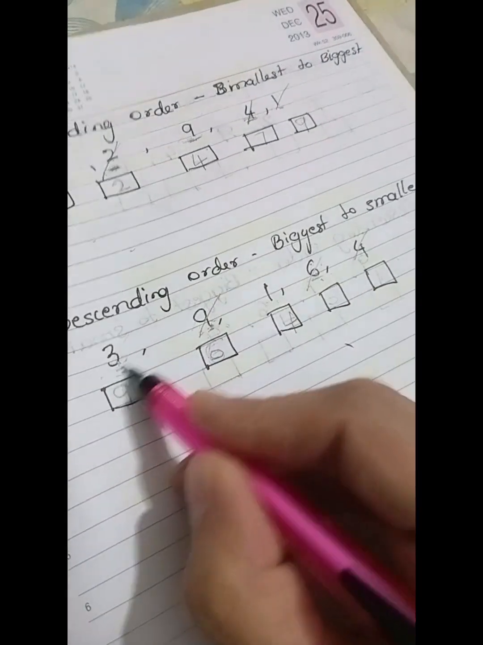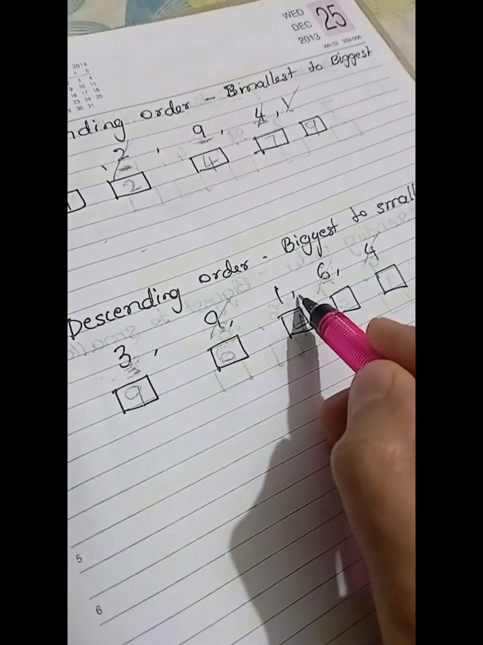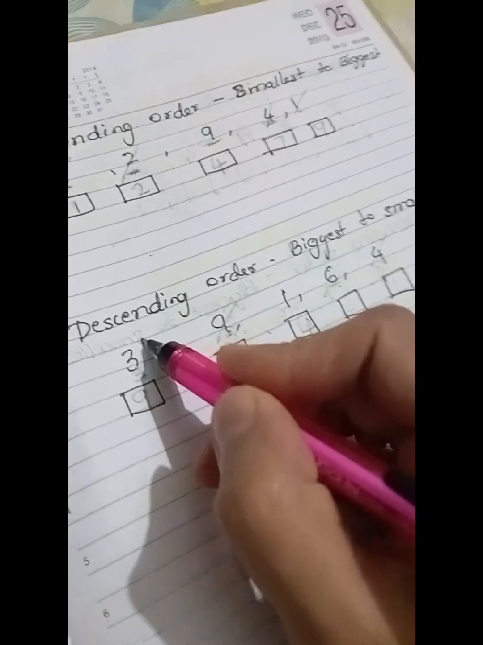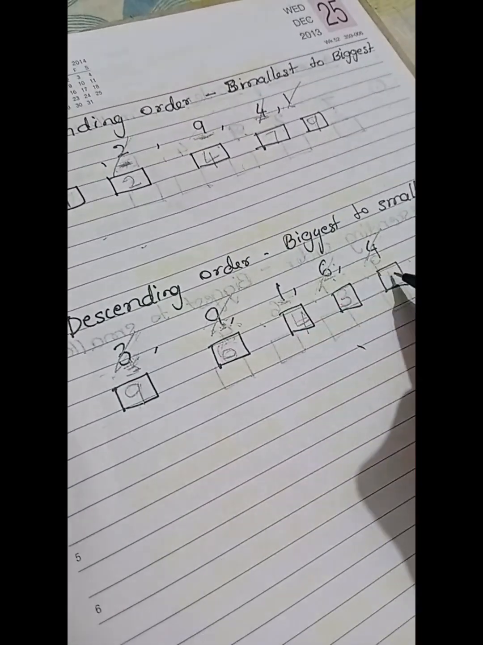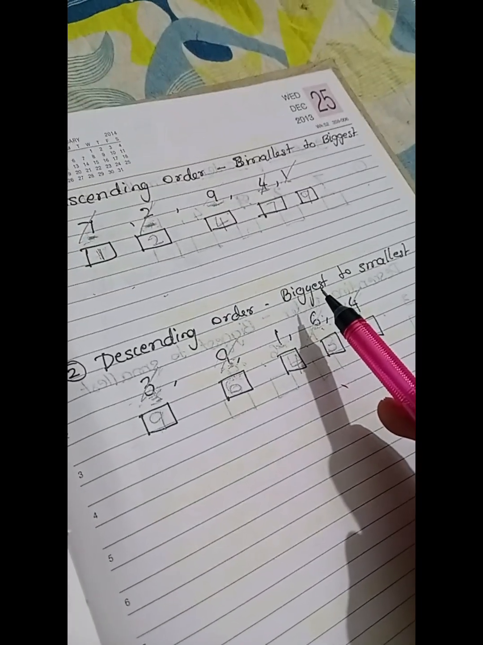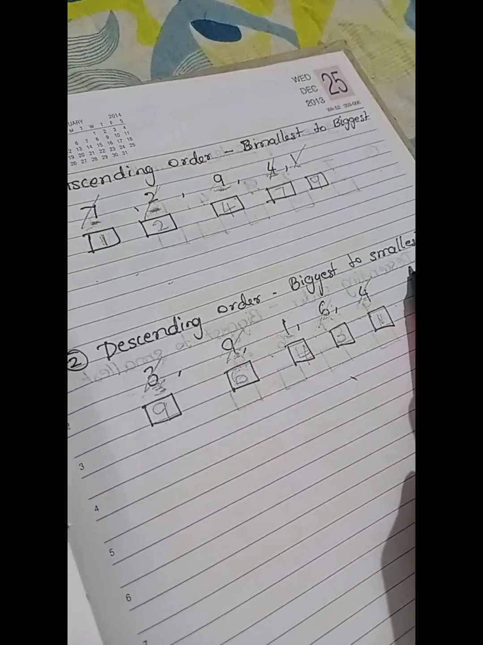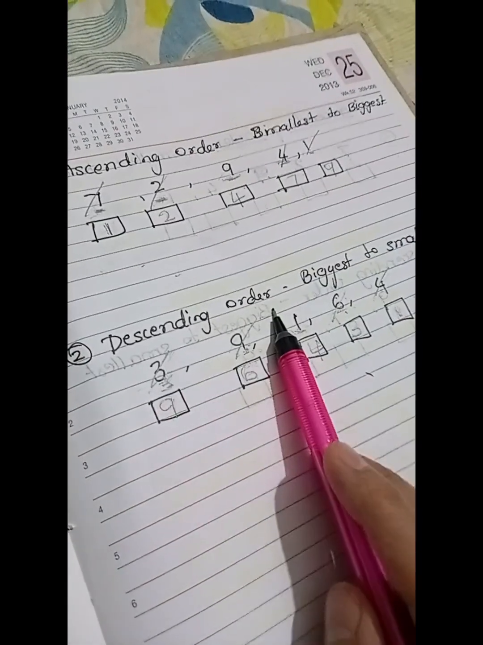So the remaining numbers are 3 and 1. Comparing 3 and 1, 3 is the biggest number. Allow the child to cross the 3 and write 3 here. The last remaining number is 1. This is how we can teach the kid from biggest to smallest. This is the easy method to make them understand descending order.